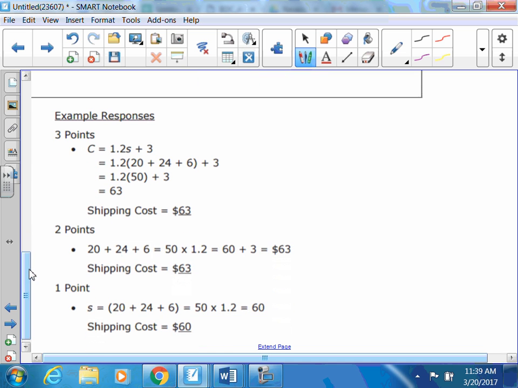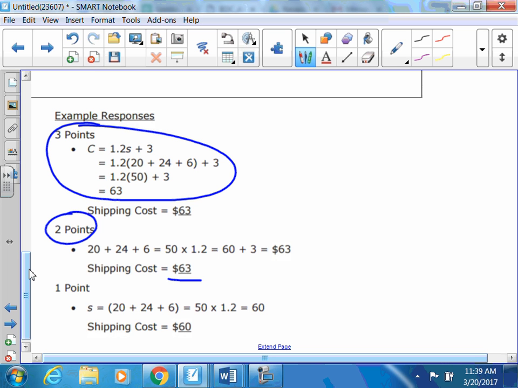Now again, here are some examples of what you could have. You get 3 points if you have this right here. You have to show work, and that's basically what I have up top. Answer done. But you'd get 2 points even if you have the right answer, $63, if your work is messy, if you don't organize it.